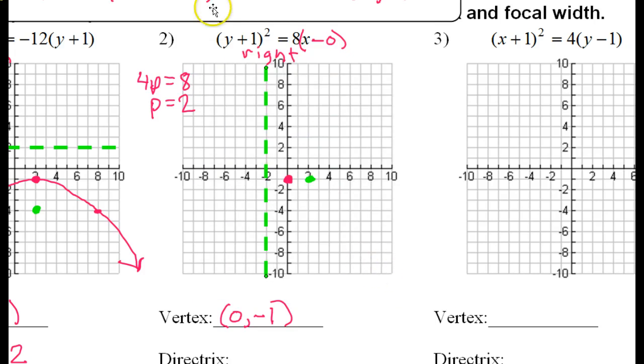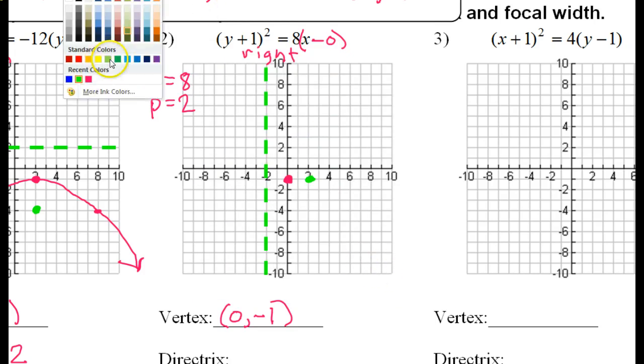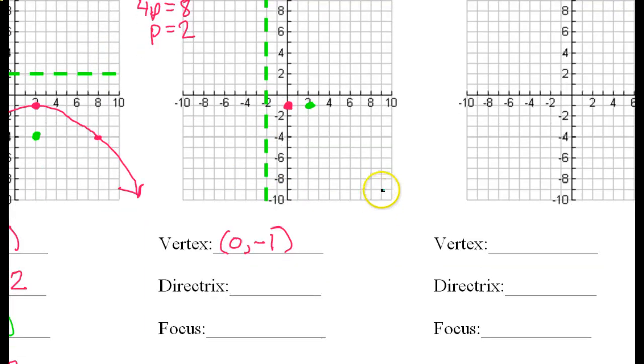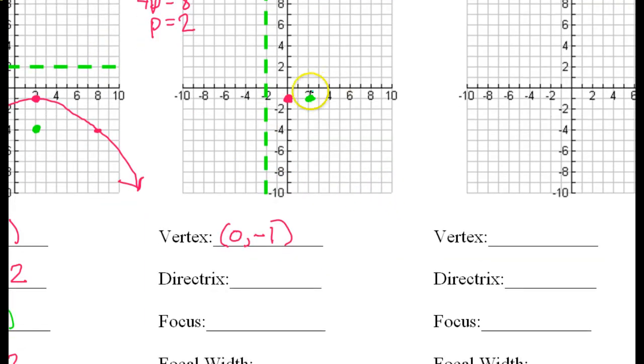All right, now I need my other 2 points to complete this graph. I guess I should write some of this stuff down. So my focus was the point 2, -1. My directrix, vertical line is always x equals a number. So that's x equals -2.